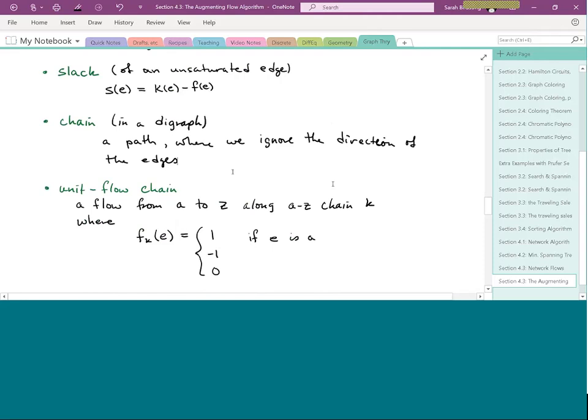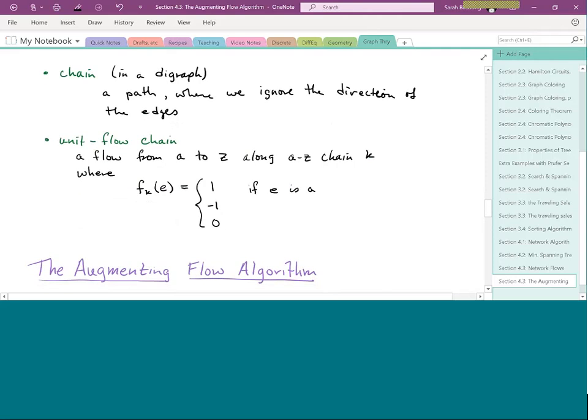And the last preliminary definition that we need before we actually get into our augmenting flow algorithm is something called a unit flow chain. This is a flow from A to Z that travels along our path from A to Z where we ignore the direction of the edges. Here, the flow along those specific edges on the chain is going to equal 1 if you're on a forward edge. Forward just means you're traveling along the edge in the same direction that you were supposed to. In other words, you travel along the edge in the direction of the directed edge.